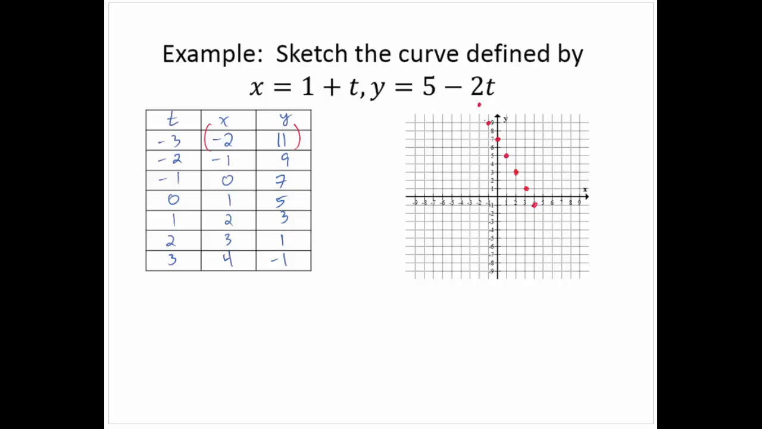And it appears that this is a line. So I'll draw the shape that looks like a line, and it has direction. So we would put an arrow in that direction, signifying the movement.